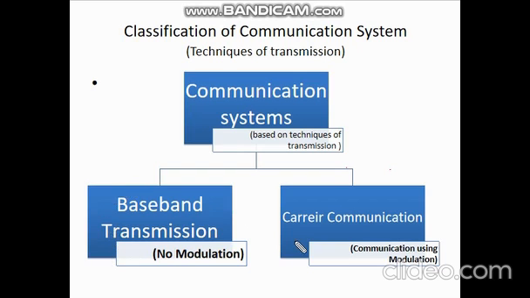Whereas in case of a carrier communication system, the baseband is applied to a carrier signal where the process of modulation takes place and then you further transmit it. In a carrier communication system, you make use of a very high frequency signal that helps you to transmit the signal over a longer distance, that is, a carrier is applied and you apply modulation.